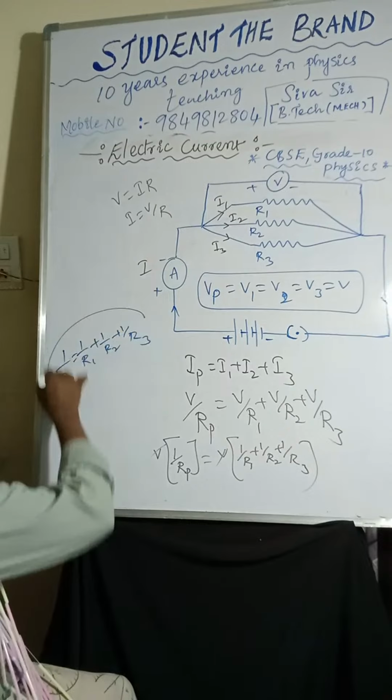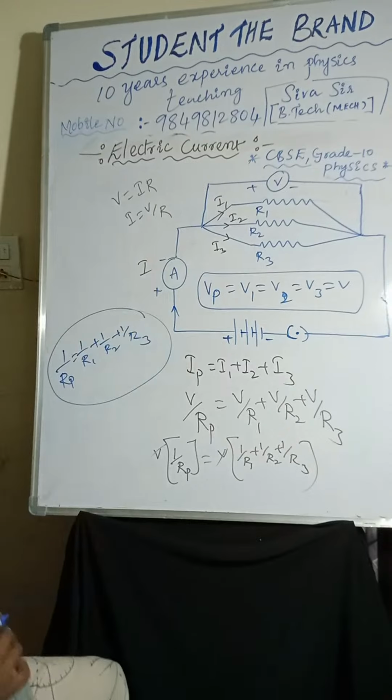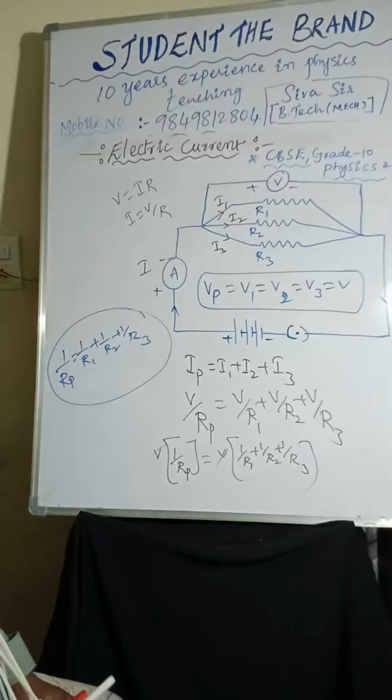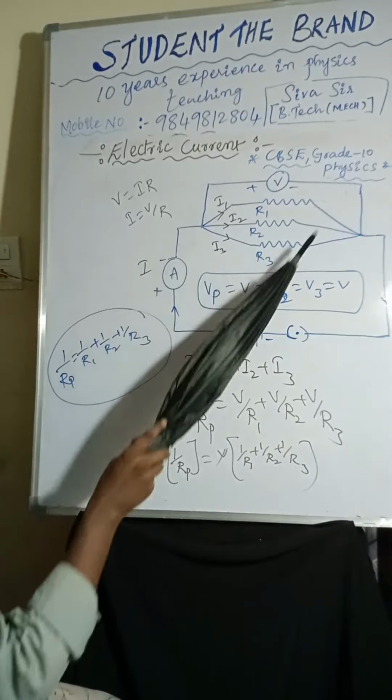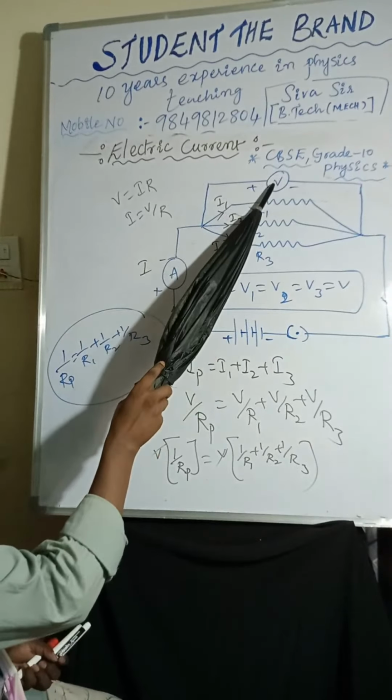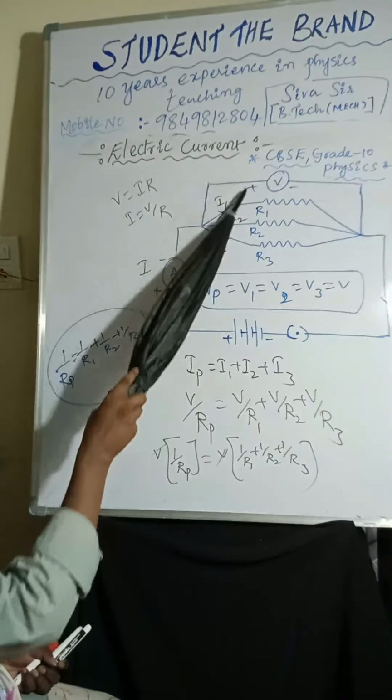So this is the formula. Resistors are connected in parallel combination. Here, if R1, R2, R3 resistors are connected in parallel combination, the potential difference is the same across R1, R2, R3.